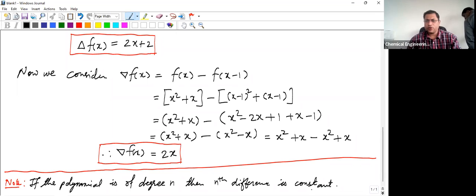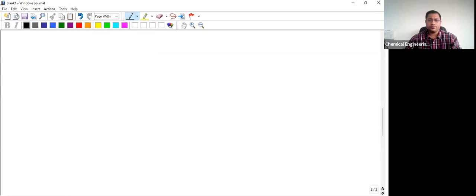Now we have to use this, and then we have to correct the values. Let us try to understand this using one example. So let's go for the example.